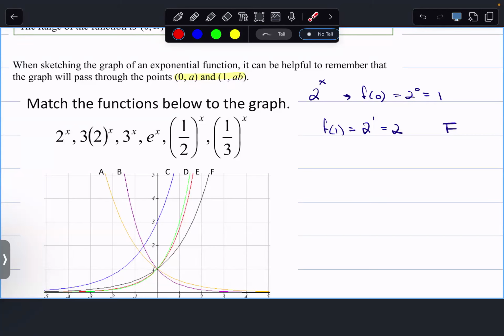Let's do the next one. I'll try to do different colors here, although I sense I'm gonna run out. Oops.